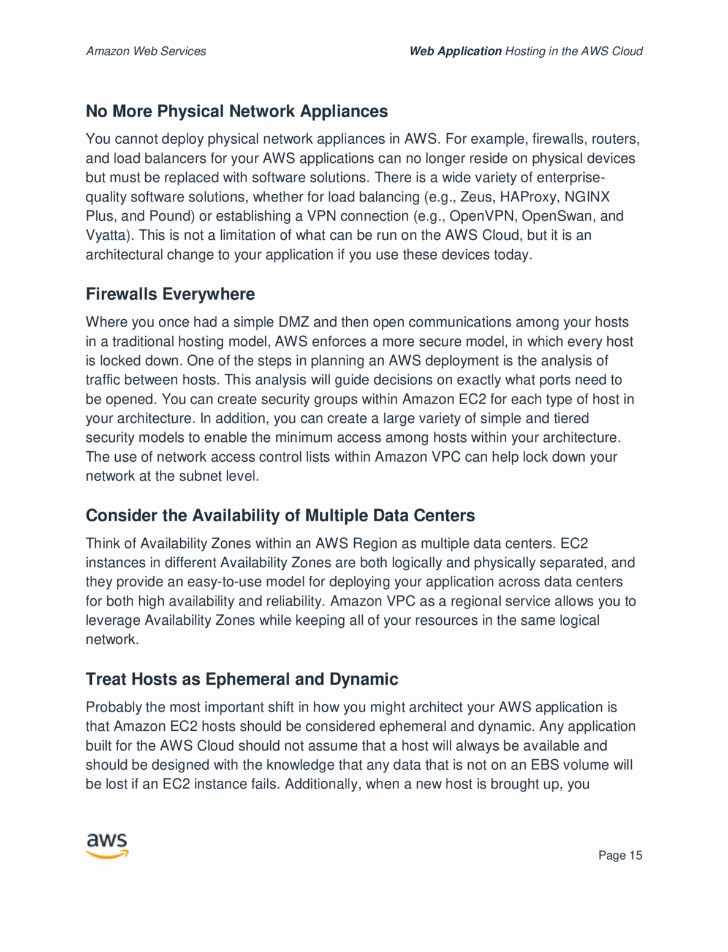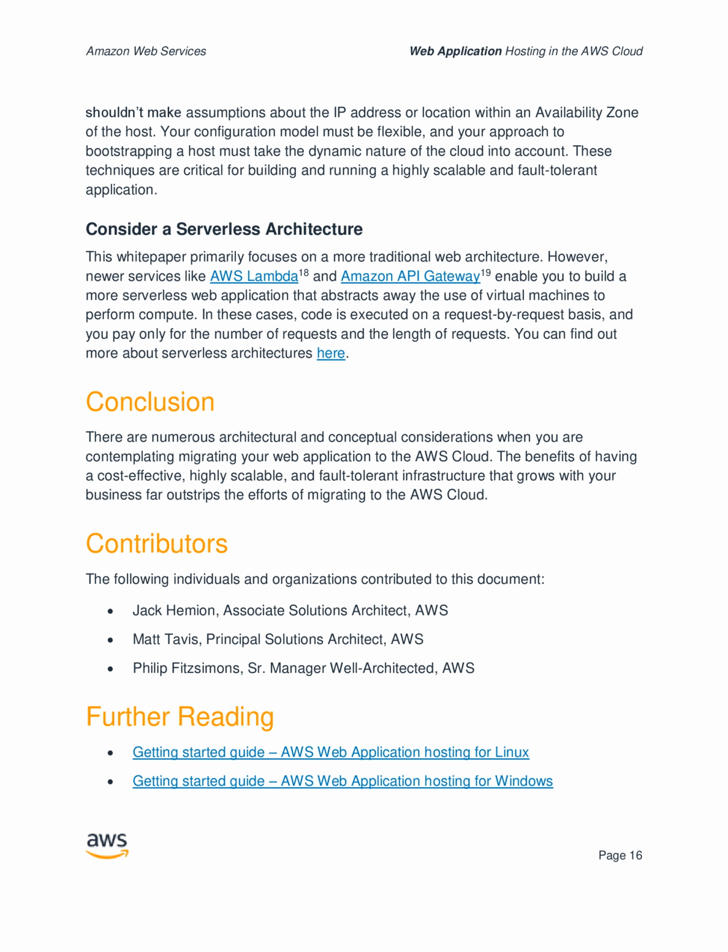Treat hosts as ephemeral and dynamic. Probably the most important shift in how you might architect your AWS application is that Amazon EC2 hosts should be considered ephemeral and dynamic. Any application built for the AWS cloud should not assume that a host will always be available and should be designed with the knowledge that any data that is not on an EBS volume will be lost if an EC2 instance fails. Additionally, when a new host is brought up, you shouldn't make assumptions about the IP address or location within an availability zone of the host. Your configuration model must be flexible, and your approach to bootstrapping a host must take the dynamic nature of the cloud into account. These techniques are critical for building and running a highly scalable and fault-tolerant application.